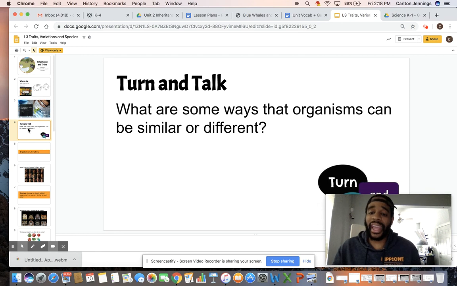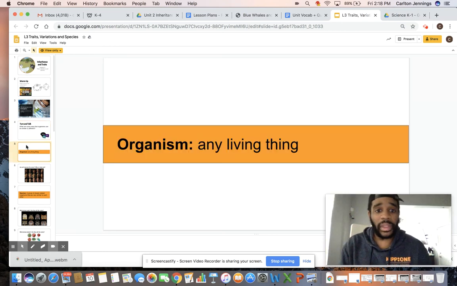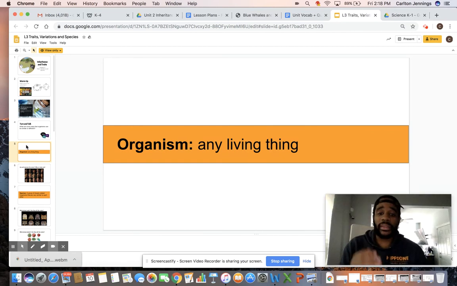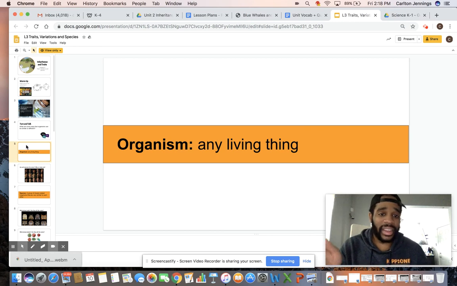A trait of a cat is to meow when it speaks. But the similarities, the similarity traits that they have, are like having four legs, having a mouth, having two eyes. These are different similarities that they have. So remember, an organism is any living thing. An organism is any living thing.